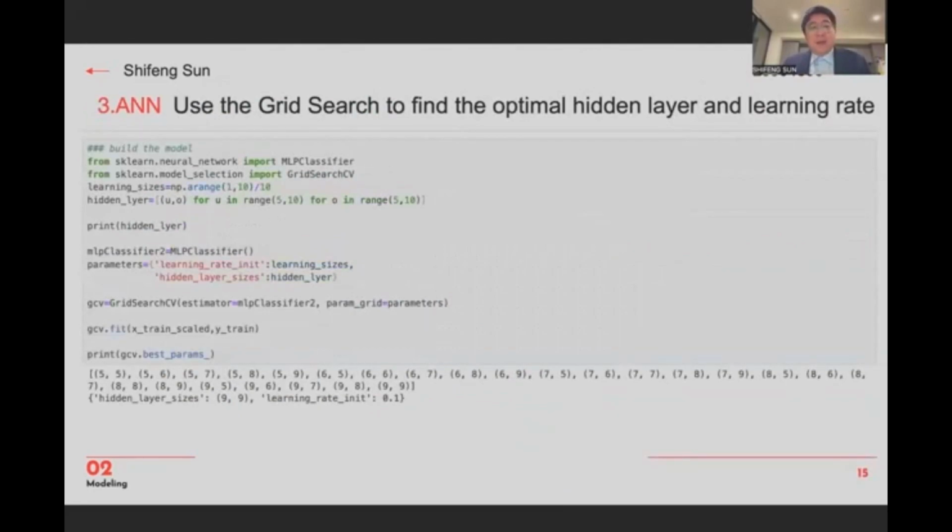And the second step, I use a very good method to identify the optimal learning rate and the optimal hidden layer sizes. These are two very important parameters in building my artificial neural network model. The optimal hidden layer sizes are 9, 9, and the learning rate is 0.1.